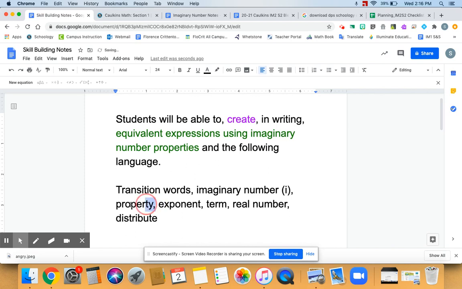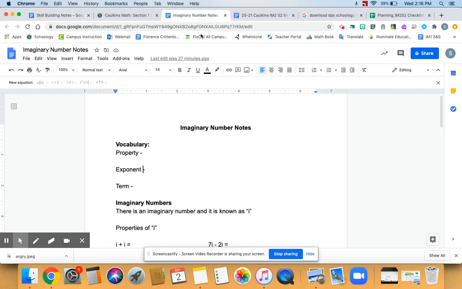So property is a vocabulary word. Properties of numbers are basically the rules of that thing. So a property of something is the rules of that thing, or how it behaves is another way to think about it. So we're going to learn about all the properties of imaginary numbers, like all of their rules and how they behave.